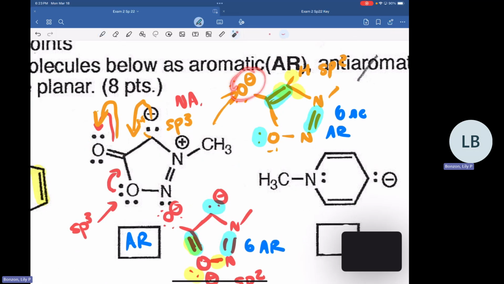Up here? Yeah, so it is sp3, but since it's not in the ring structure, it wouldn't be contributing to the aromaticity or non-aromaticity. It's only whenever it's within the ring structure. Yeah, that's a good question.